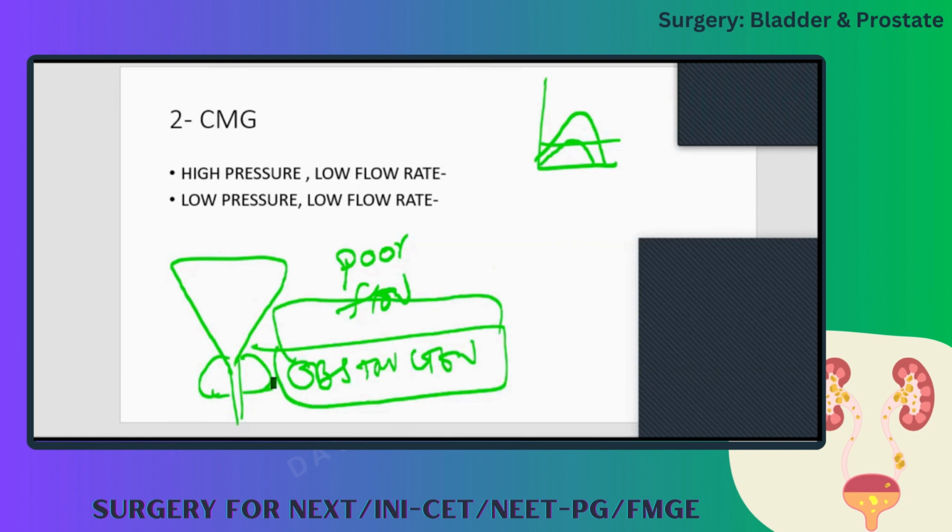So can anatomical reasons be a reason? Can that be anatomical obstruction? You mean the prostate enlarges, so it is anatomical obstruction only, or a pathological obstruction, stone or something. Whatever, it all comes under obstruction. Okay, sir. Any other thing for poor flow?